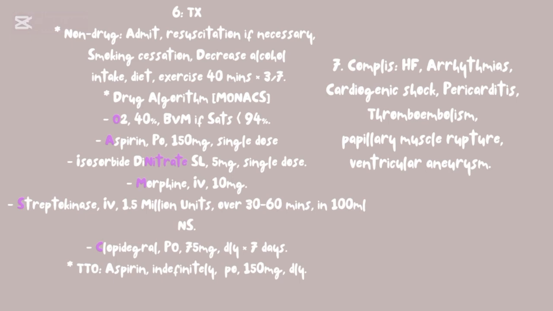You're going to give it 40% by BVM if the sats are less than 94%. Then you're going to move on to your aspirin, and then you're going to give your nitrates, which is isosorbide dinitrate. Now with the isosorbide dinitrate, you're giving it to see if it's not an angina, because remember, if it's an angina, a nitrate is going to resolve the pain. Then you're going to give the morphine to help the patient with the pain, and then you're going to give your streptokinase, your clopidogrel, and then with the TTO, you have to give your patient aspirin to take indefinitely.